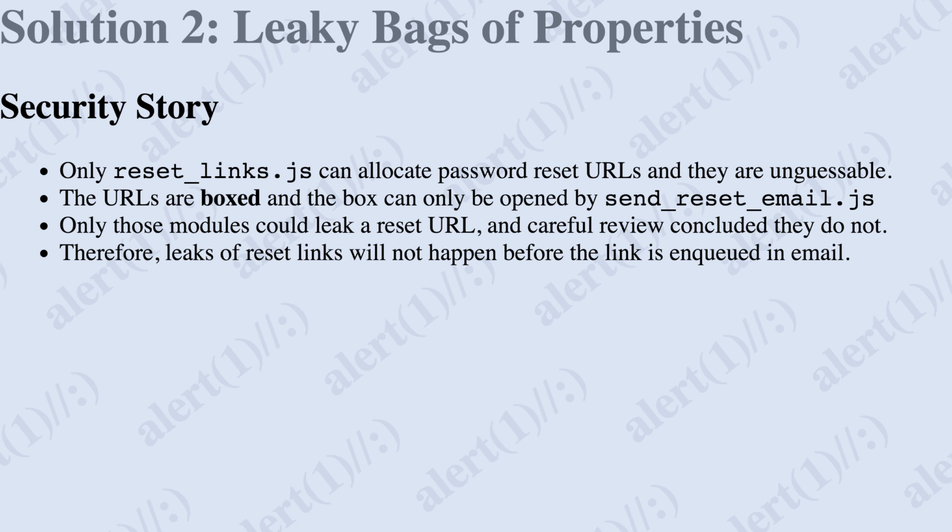The original code was a single module so that it fit into a code pen, but I've split it up. You can see that reset links and send reset email cooperate. This is our secure kernel responsible for managing password resets. This security story works because we've identified a small amount of code that needs access to reset URLs. We then check that those aren't leaky. To make this story true, though, I need some way to prevent any other code from accidentally leaking reset URLs.